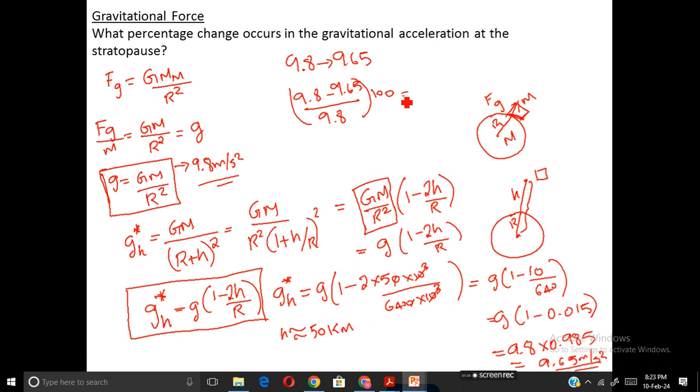0.0015 after converting it into percentage. I think it will come around 1.5%. Is it? You have to multiply by 100, if we are talking in terms of percentage. Is it correct? 1.5%. Did anyone get it?